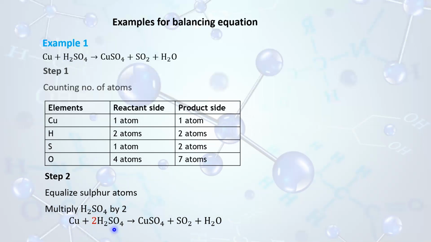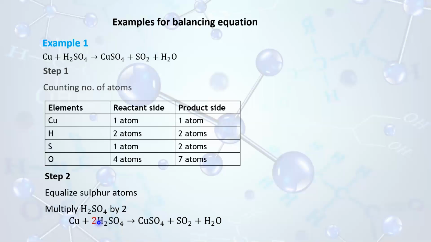Here you have to keep in mind that we can write 2 as a coefficient only. Never write it as a subscript. Like here, as you can see that 2 is written downside as a subscript. We cannot write like this. We can only add the numbers as a coefficient. That you should keep in mind always. So after multiplying H2SO4, we will have the equation like this.